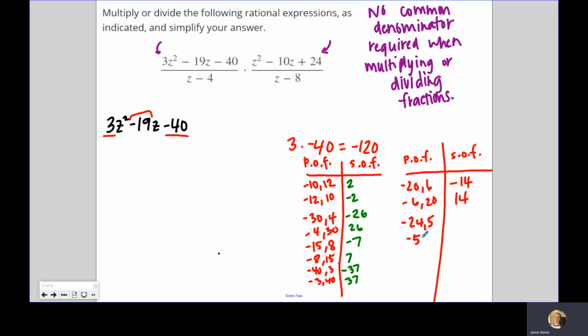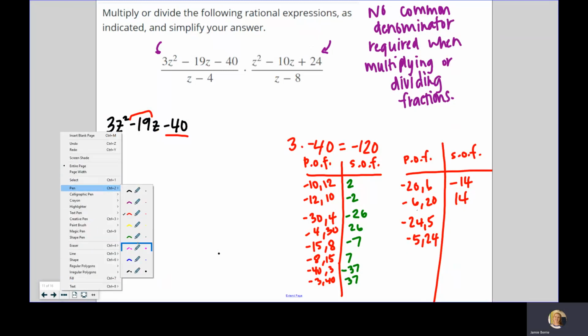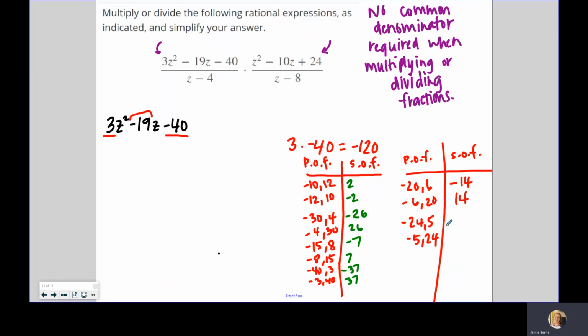So negative 24 and 5, negative 5 and 24. Let's see if you added these together, which one is going to be. Negative 24 plus 5, that would be negative 19. That's the correct pair of factors right there. And here we're going to split up the middle term. When you do the AC method, which is what this is called, you can't jump straight to the answer. You have to use those factors to split up the middle term. That's going to become negative 24z plus 5z.